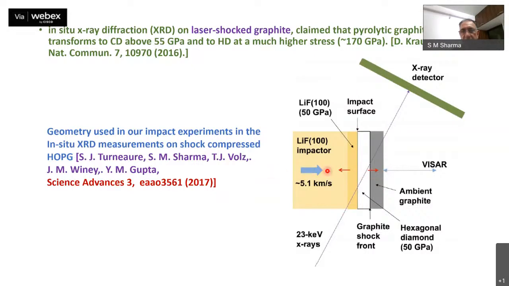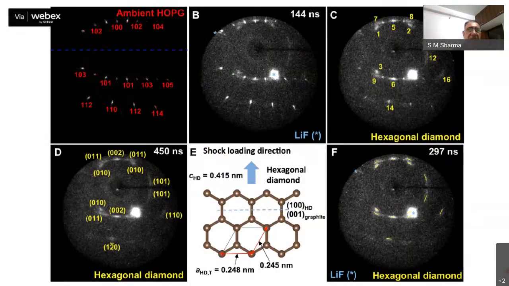So this comes and makes an impact, and the shock wave travels into the graphite, and X-ray diffraction is taken while the shock wave is passing through this material. Because the diffraction is taken when the shock wave is still in transit, you will see in the diffraction pattern a mixture of the transformed, high-pressure phase and the ambient phase. So this experiment was done in late 2016 and was published in 2017, and the results are here.